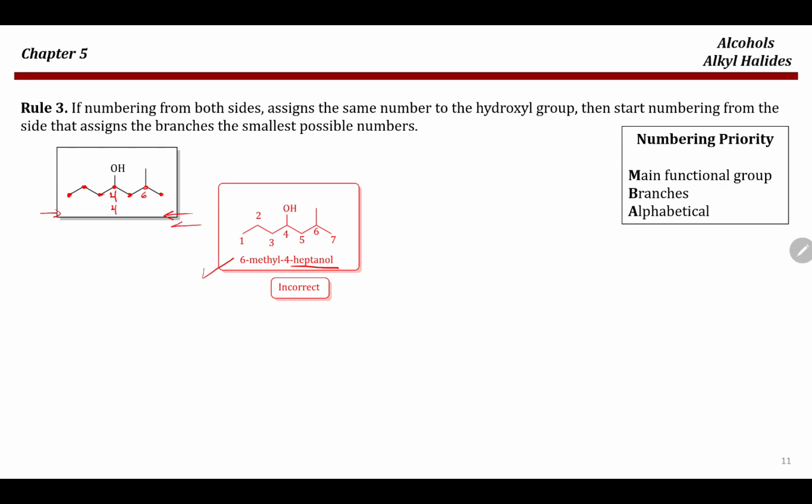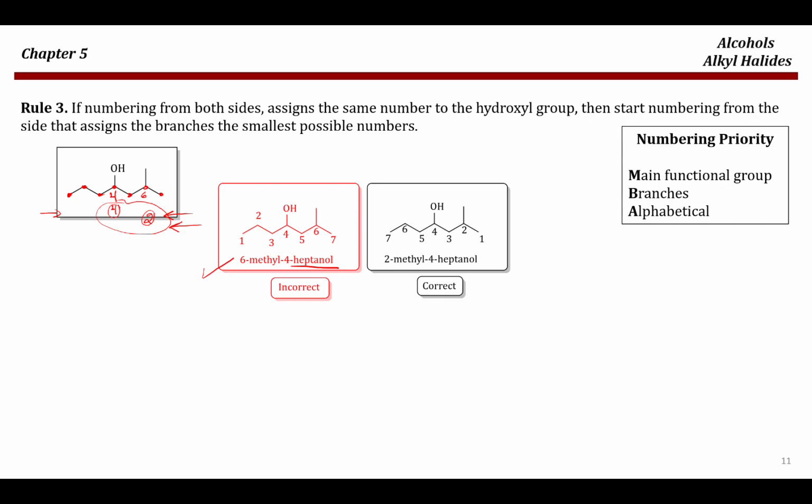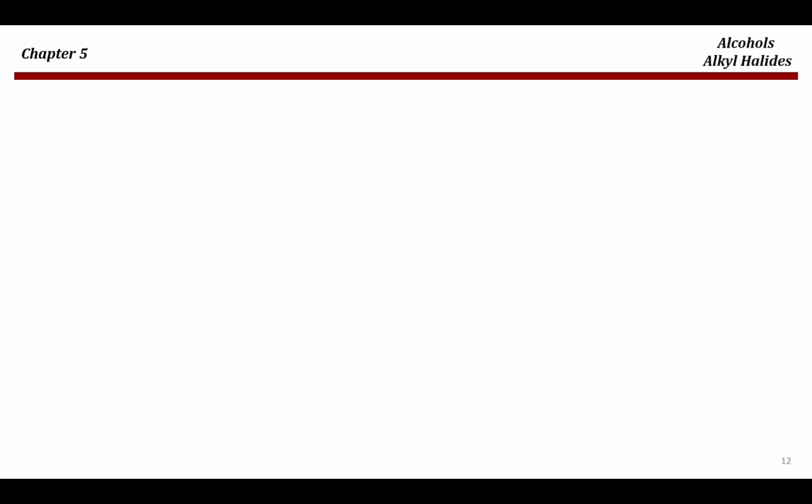Whereas if I start counting from the right side, my methyl will be at 2 and my OH group will be at position 4. Since counting from the right side is giving us smaller numbers, this is going to be the correct name, and that's why the correct name will be 2-methyl-4-heptanol. So if counting from both sides assigns the same number to the OH group, then you have to look at the branches and try to give the branches the smaller numbers.